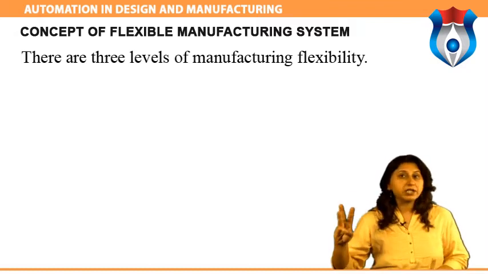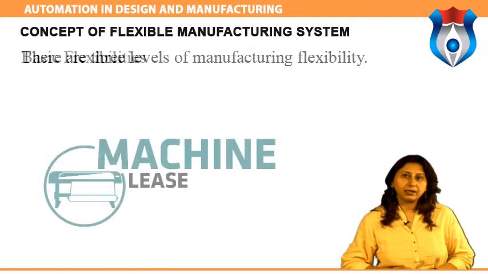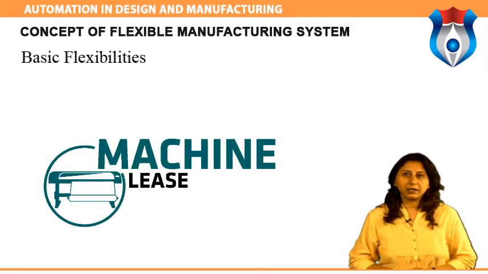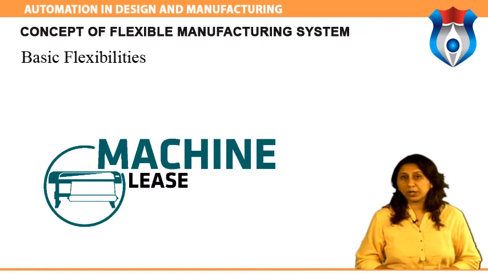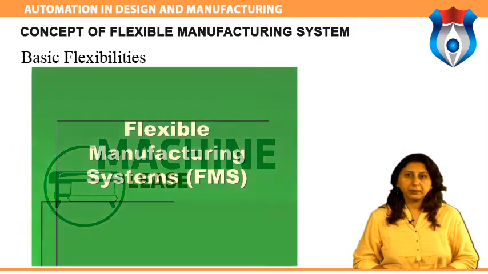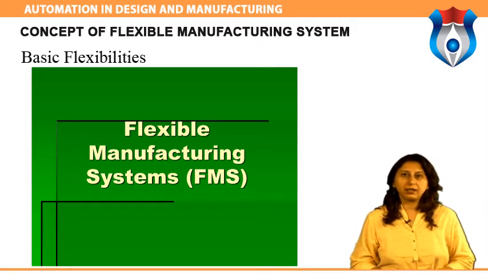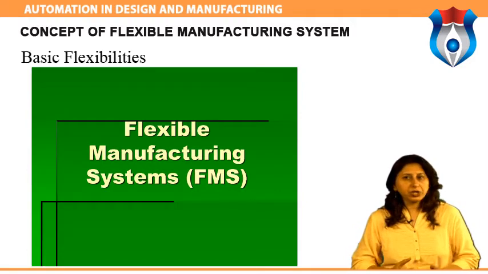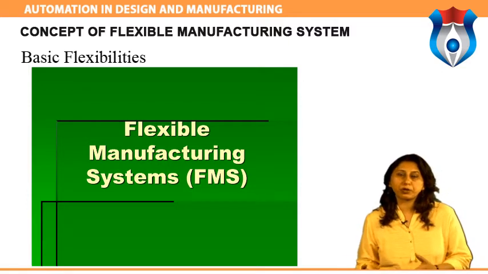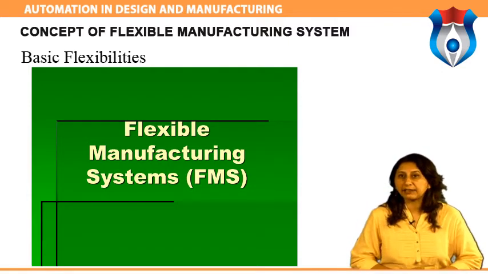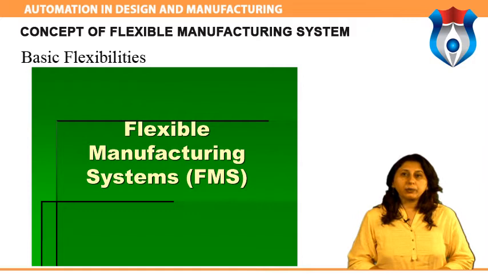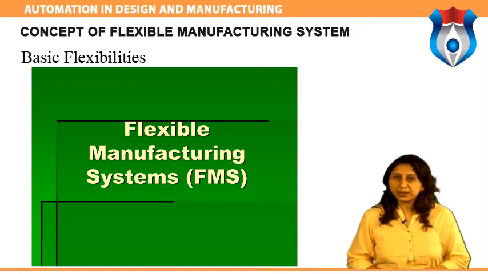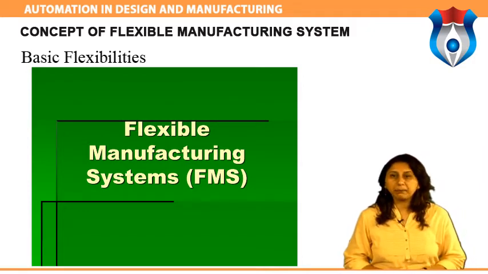There are 3 levels of manufacturing flexibility. Basic flexibilities: machine flexibility, the ease with which a machine can process various operations; material handling flexibility, a measure of the ease with which different part types can be transported and properly positioned at the various machine tools in a system; operation flexibility, a measure of the ease with which alternative operation sequences can be used for processing a part type.